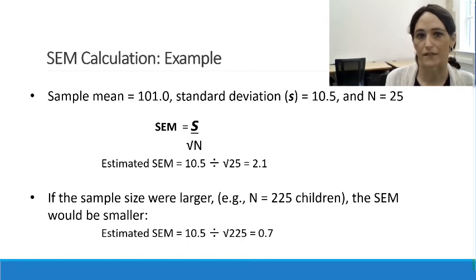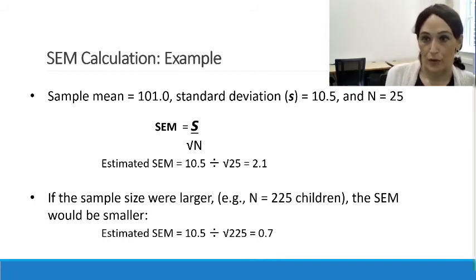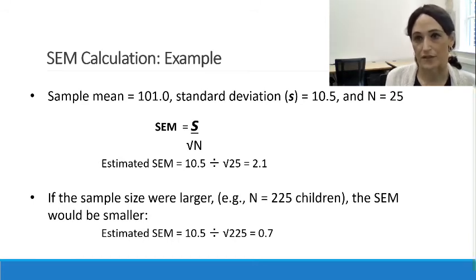So an example is if we had a sample mean of 101 and a standard deviation of 10.5, we would then calculate an estimated standard error of the mean. 10.5 divided by the square root of 25, or divided by 5, would be 2.1. Okay. Well, what does that mean? Well, it's really hard to say in an absolute sense what that means.